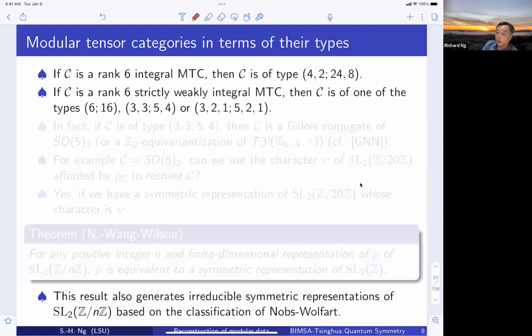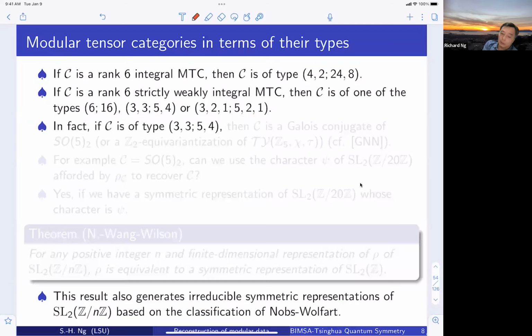But there are strictly weakly integral ones. Let me just go through it one by one. So this is type 6, level 16. In fact, this is a semion together with Ising, so this is actually a tensor product of 2 modular tensor categories. So what about these two? Well, they are more obscure. In fact, they are weakly integral in the usual sense, but they are also hard to determine in terms of presentation. But you can still determine it.